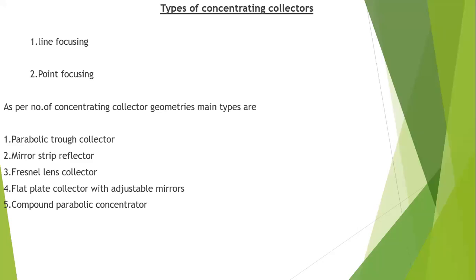Other than these types of concentrators, as per the number of concentrating collector geometries, the main types of concentrating collectors are: first one is parabolic trough collector, second one is mirror strip reflector, third one is Fresnel lens collector, and fourth one is flat plate collector with adjustable mirrors, and fifth one is compound parabolic concentrators, CPC.